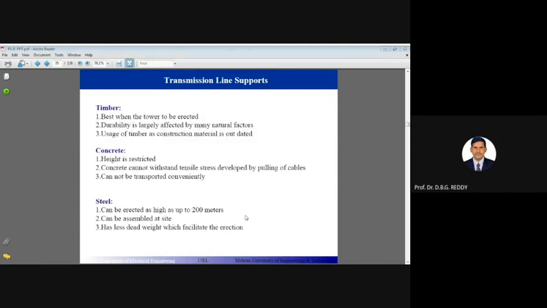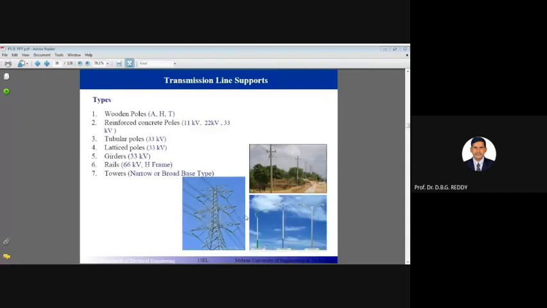Yes, now these are the various types of line supports. In olden days we used timber-based poles. Nowadays we use concrete and steel poles only. Now you can see these types of poles, wooden poles, reinforced poles, and various other types of poles, as you can see here.